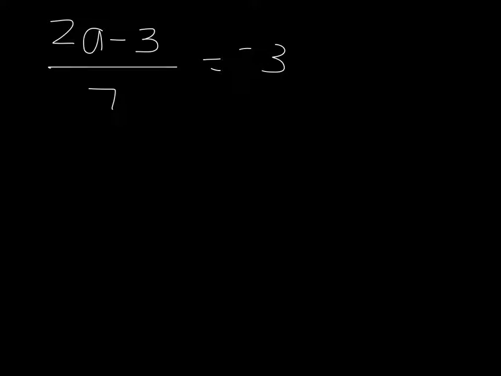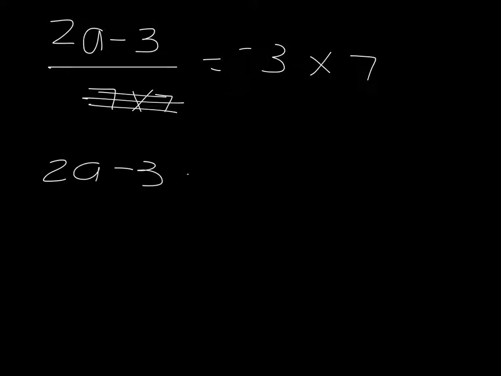So first of all, we say, okay, what do we do to get rid of divided by 7? Well, what we do is the opposite, which is times by 7. So we go times by 7 and times by 7. So that will get rid of that. So now we will have 2a take 3 equals -3 times 7. And -3 times 7 will get us -21, because a negative and a positive, 3 times 7 is 21. And then we've got 2a take 3.